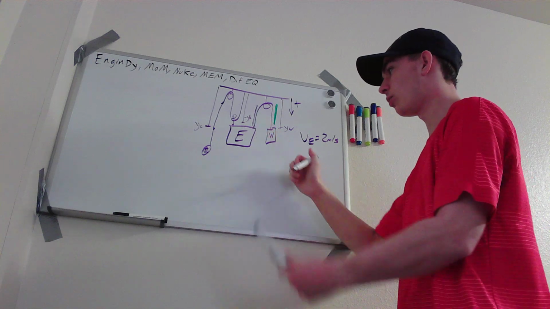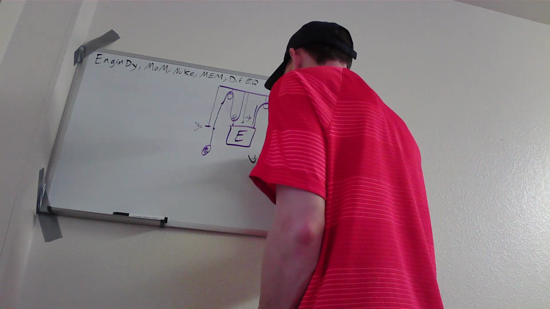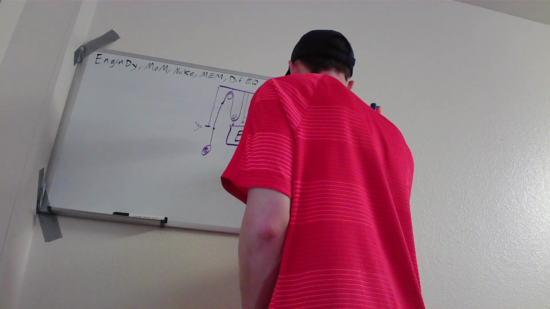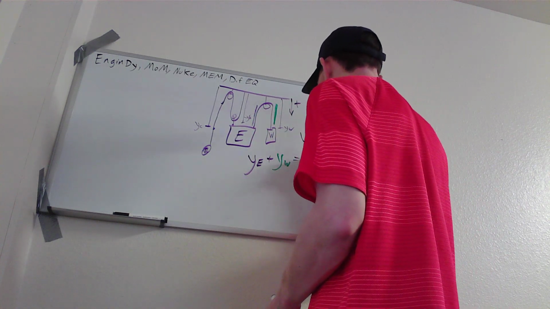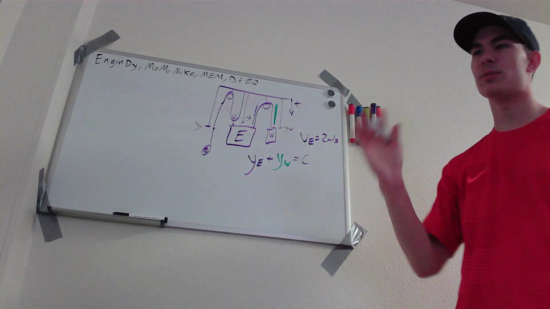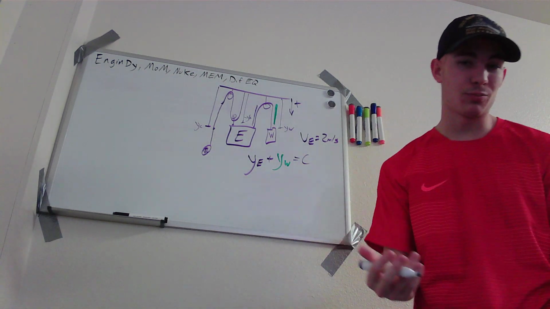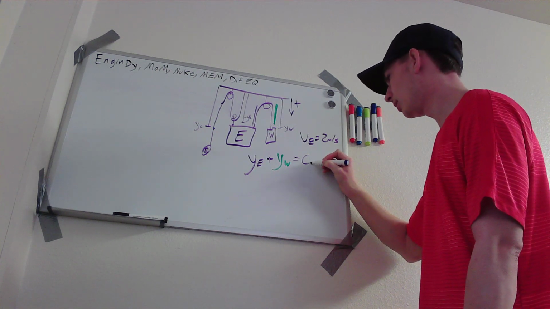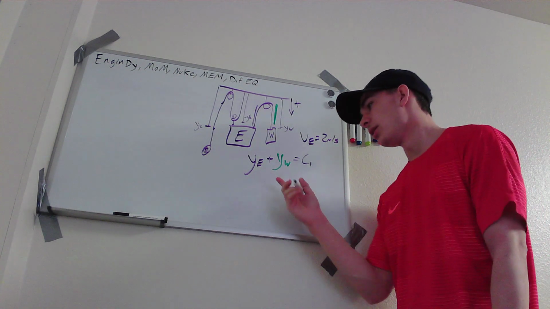They are going to equal the length of this entire rope. So Y of E plus Y of W is equal to a constant. And constants will always be represented by C. If there's multiple, we'll just put numbers, subscripts in front of them and go from there.